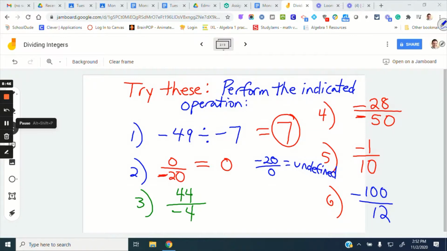Number 3, 44 divided by 4 is 11, and a positive divided by a negative is negative. All right? So now I get some harder problems. Number 4, negative 28 divided by negative 50. So before we do anything, we know a negative divided by negative is positive, so our final answer is positive.